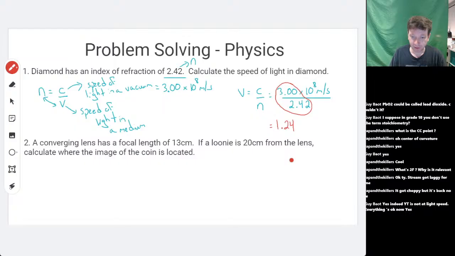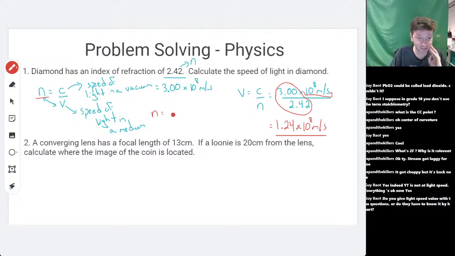Okay, and then put this back in, times 10 to the 8 meters per second. There you go. Now it's easy. Now if I were doing it the other way around and I gave you this and asked for n, well then again it's really easy. So n would be c over v.